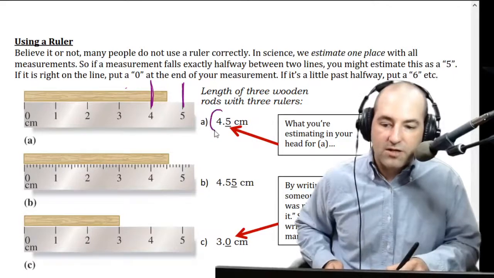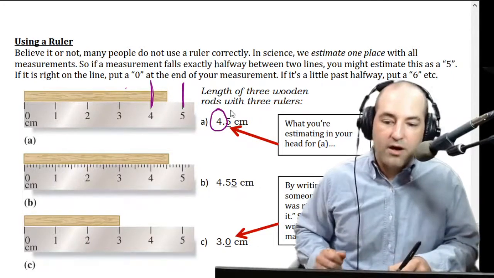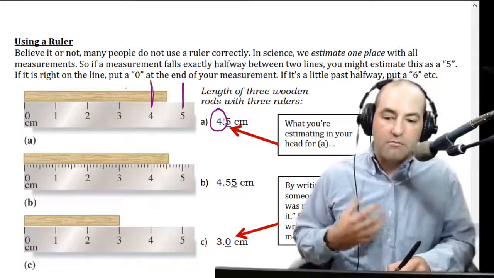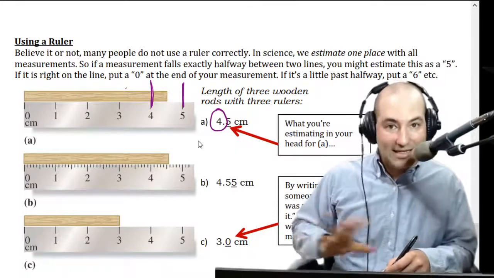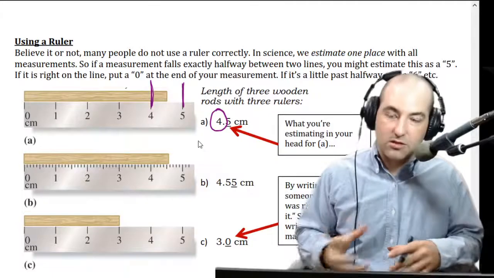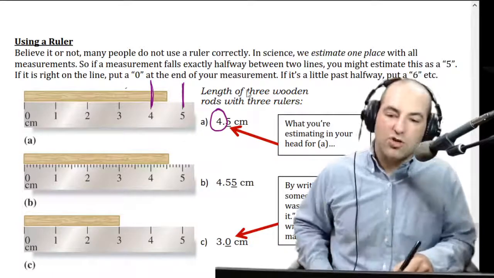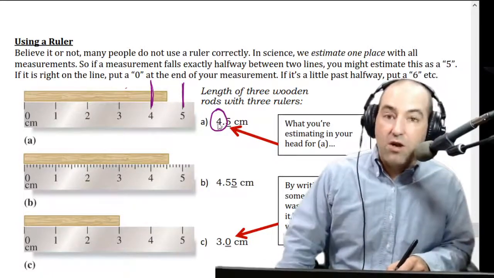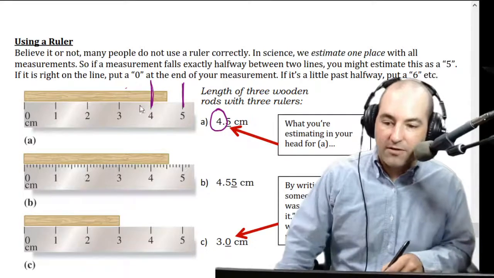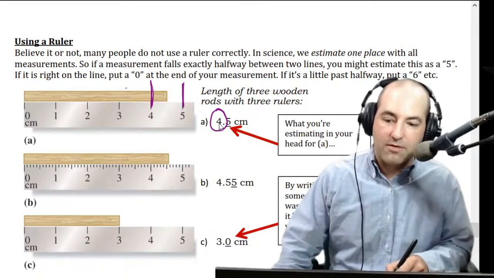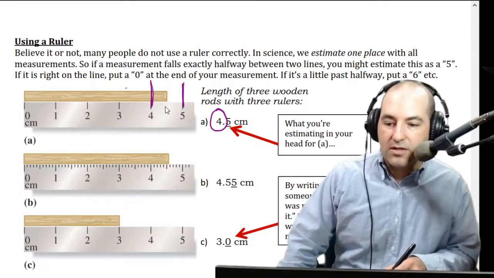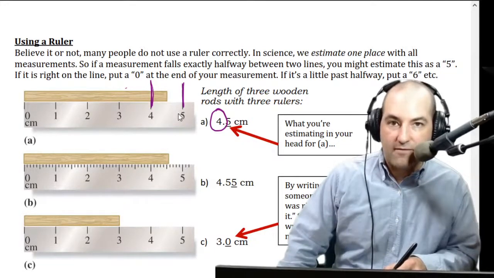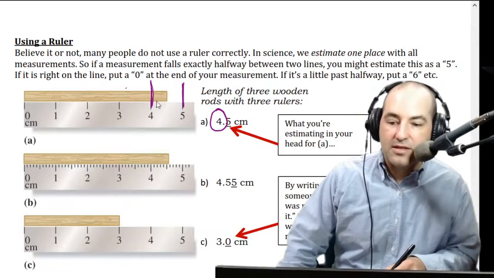So that first digit 4, we might call a certain digit or a measured digit. Remember, not significant; significant is all of the digits, including the estimated one. But certain can be a good word for that. We know that it's got to be a 4. It can't be a 3. It can't be a 5. It's got to be a 4. But then we see that there are no more little tick marks in between the 4 and the 5. And so that means that whatever we put for that next digit is estimated.